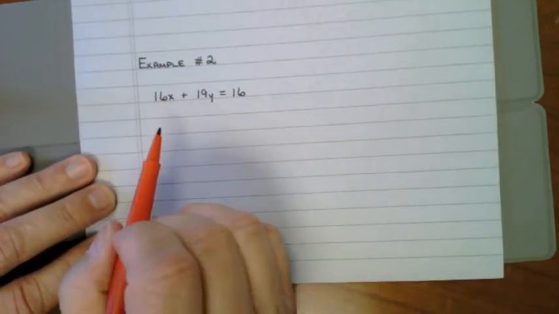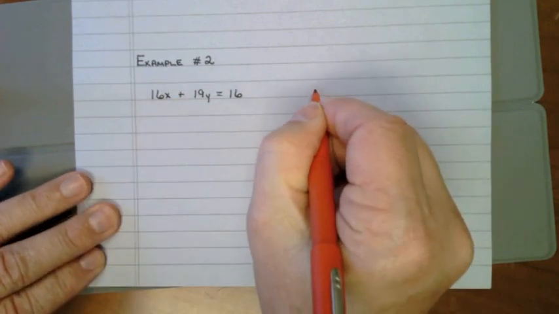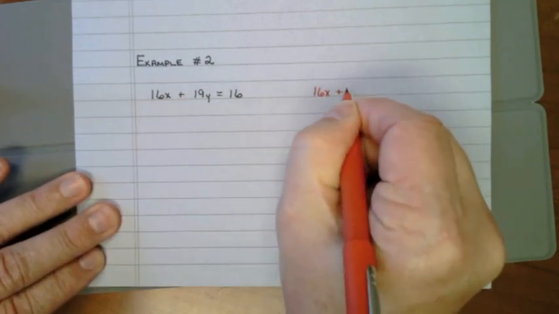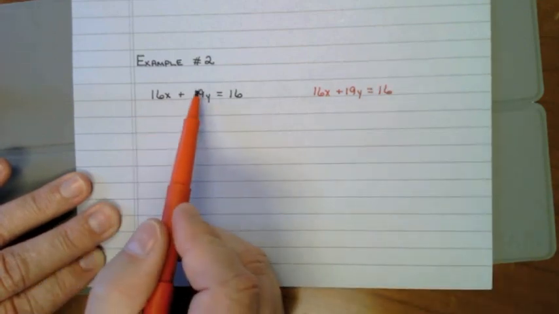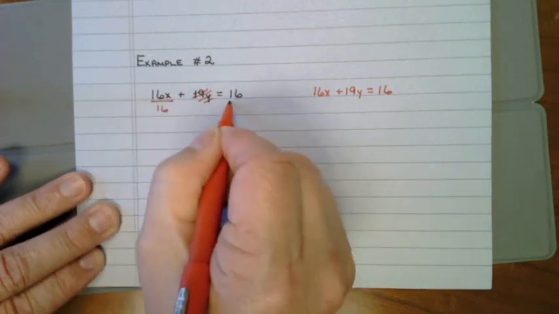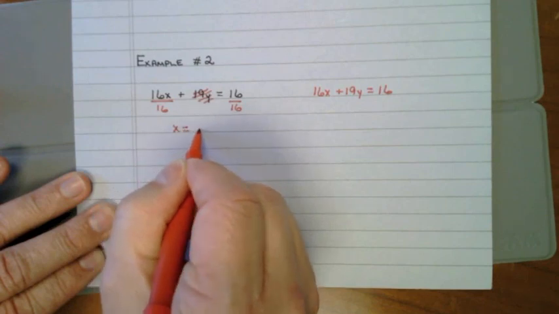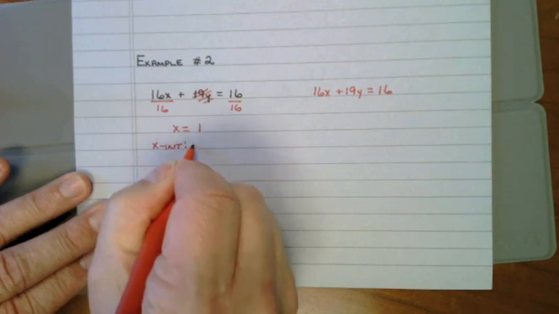Example number 2. I need to find the x and y-intercept for this problem. So to find the x and y-intercept, I'm going to rewrite the equation over here. The first thing I'm going to do is find the x-intercept. So I'm going to mark through this part right here, and I'm going to solve the little equation that's left over. The little equation that's left over is 16x is equal to 16. Divide both sides by 16. X is equal to 16 divided by 16, which is 1. The x-intercept is 1.